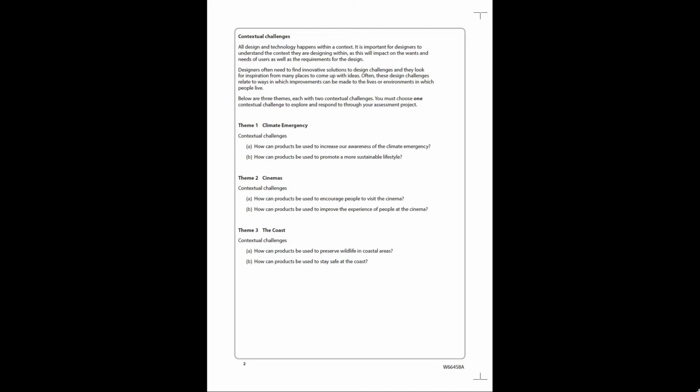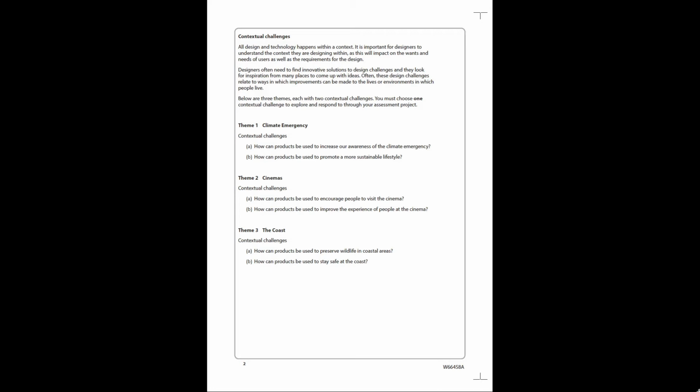Okay, so theme 2, cinemas. How can products be used to encourage people to visit the cinema? And how can products be used to improve the experience of people at the cinema? So if you look at the first one, how can products be used to encourage people to visit the cinema? Maybe a good starting point would be to think about, why don't people go to the cinema? Maybe if you know somebody who doesn't visit the cinema, what is it that they don't like about going? And then think about what product could help them overcome that. What would make them want to go?